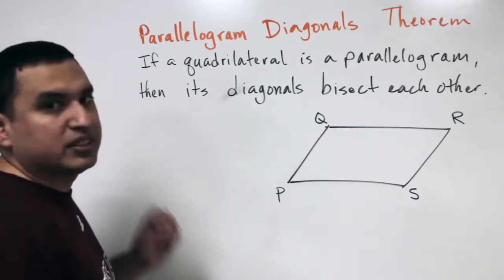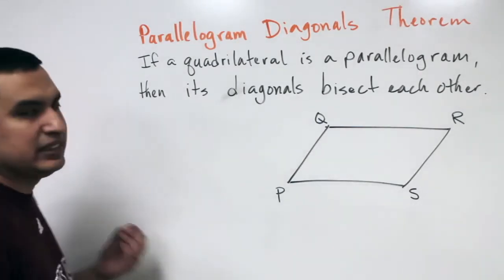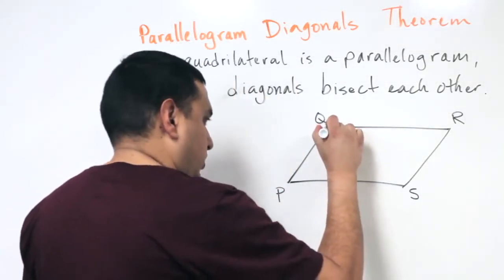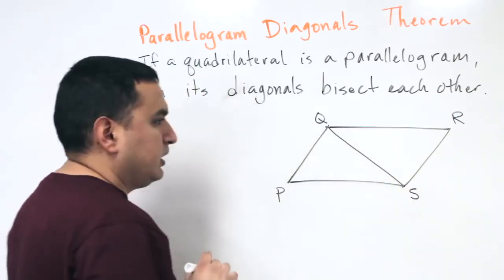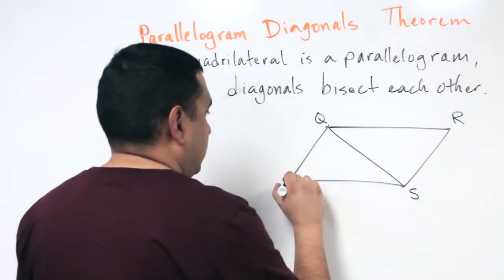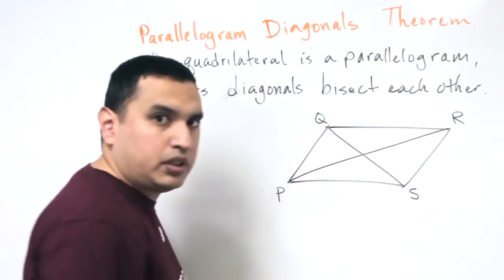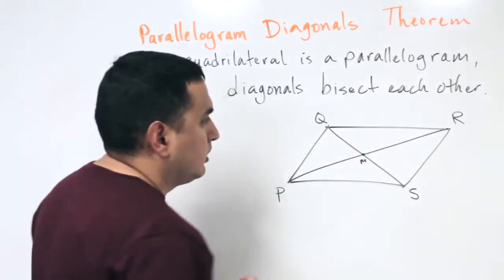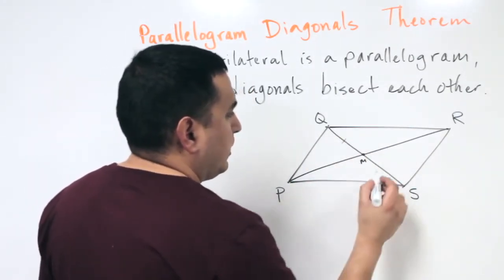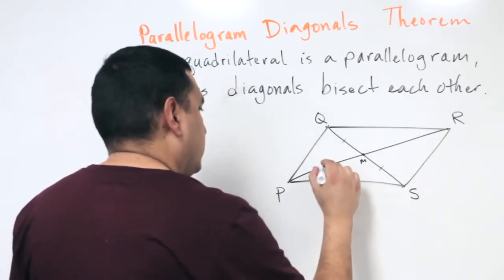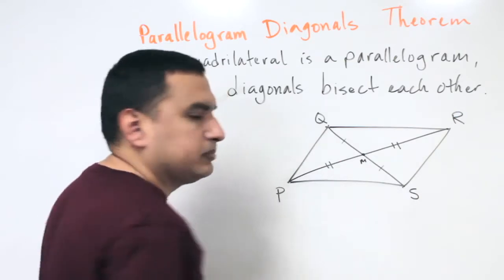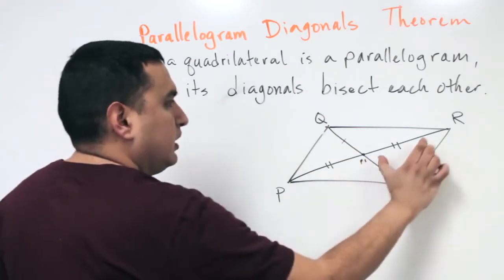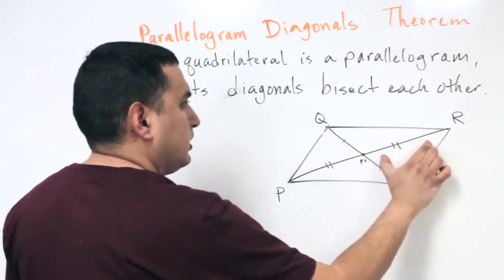Okay, the parallelogram diagonals theorem says that if a quadrilateral is a parallelogram, then its diagonals bisect each other. Now, if you remember, the diagonals connect opposite vertices. So Q would connect to vertex S, and then P would connect to R. Okay, those are my diagonals, and they intersect at some point. We'll call that M. Now that tells me that QM is congruent to SM, and PM would be congruent to RM. So this part would be congruent to this part, and same thing on the other diagonal. This segment would be congruent to this segment.